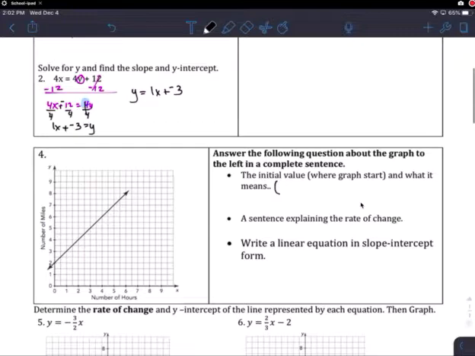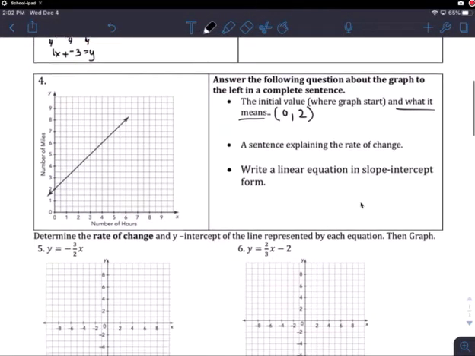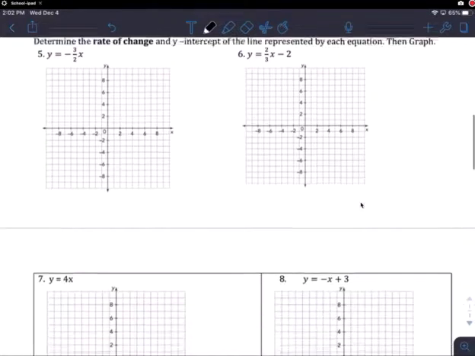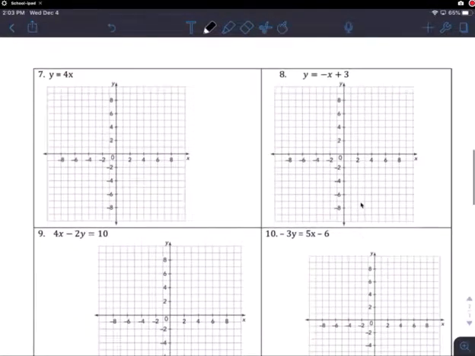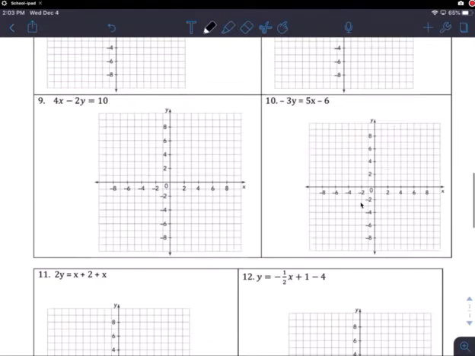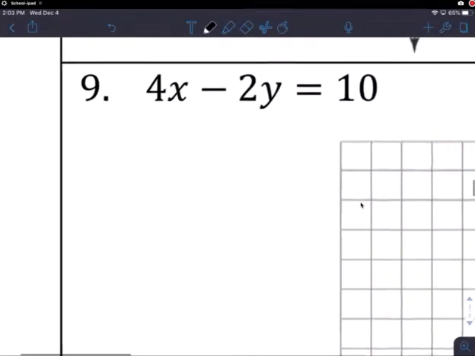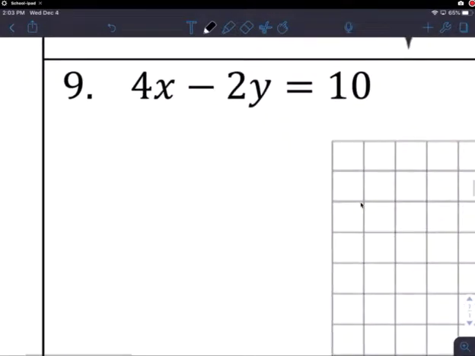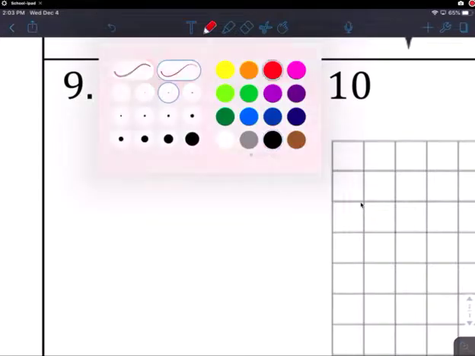Make sure the initial value is (0, 2), and you explain what it means. Okay, and do the rest. And we did graphing this. Most students know how to graph. Okay, so what's important here is number 9. Number 9 is y 11. So I'm just going to solve this problem. Most students already did this in class.